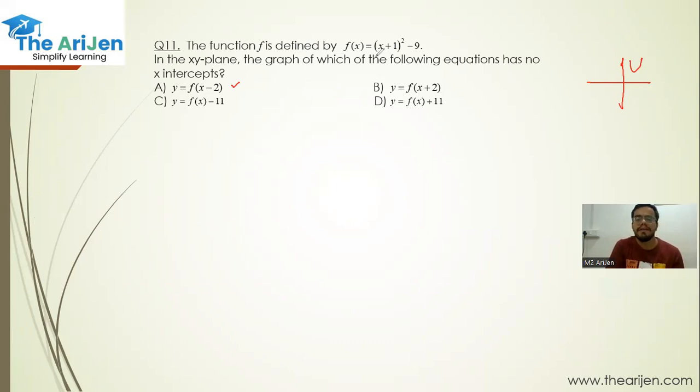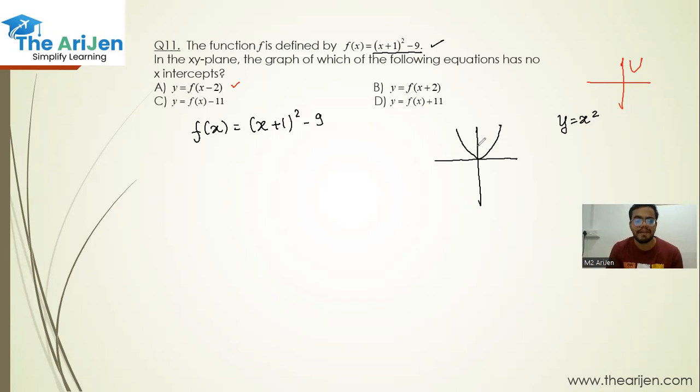So simply, let's firstly try looking at what would be the graph of this equation, that is f of x equals (x plus 1) whole square minus 9. See, have a look. What is the graph of y equals x square? This is your y equals x square, is it? Now, what will be the graph of y equals (x plus 1) whole square? So it will shift to the right? This would be the graph.